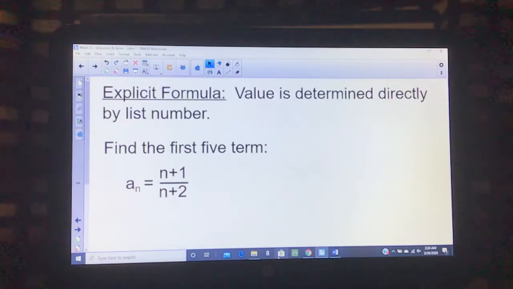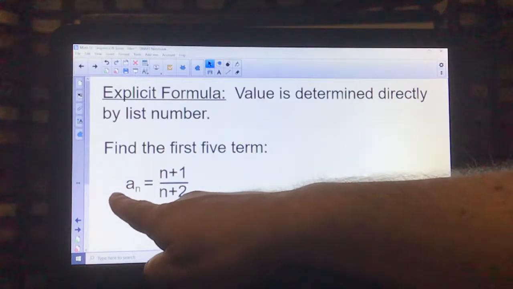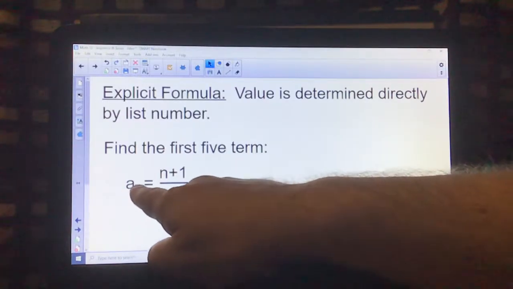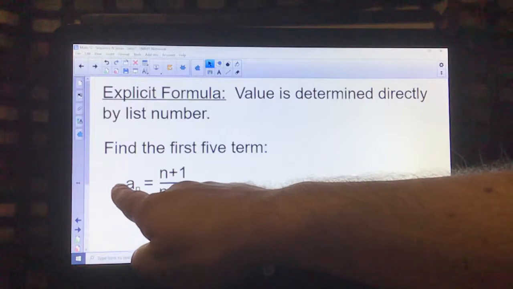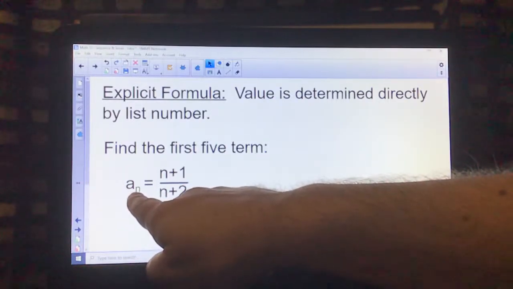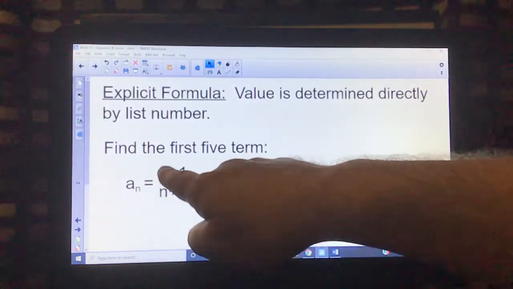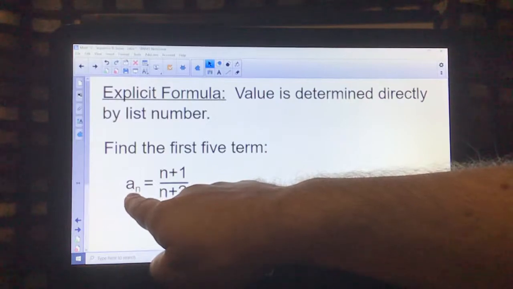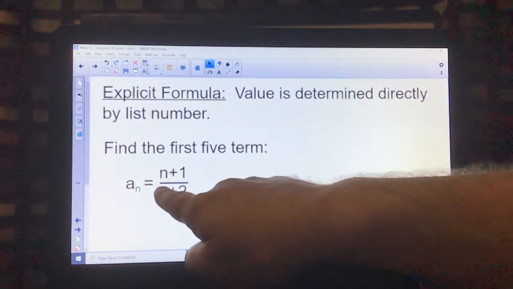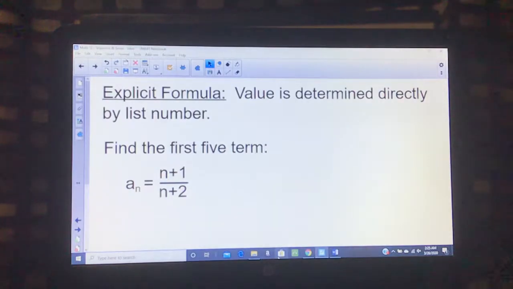The first one's called an explicit formula. An explicit formula basically gives you how to determine each value from its list number. So they'll give you something that looks like this. I'll put a sub n. Remember, n is the counter. So if you want, for example, the first list number, that n becomes 1, and then you can plug in the list number to get what the actual value is. So if I want the first one, I plug in 1's. If I want the second one, I plug in 2's. What's nice about this formula is I can predict any one that I want.